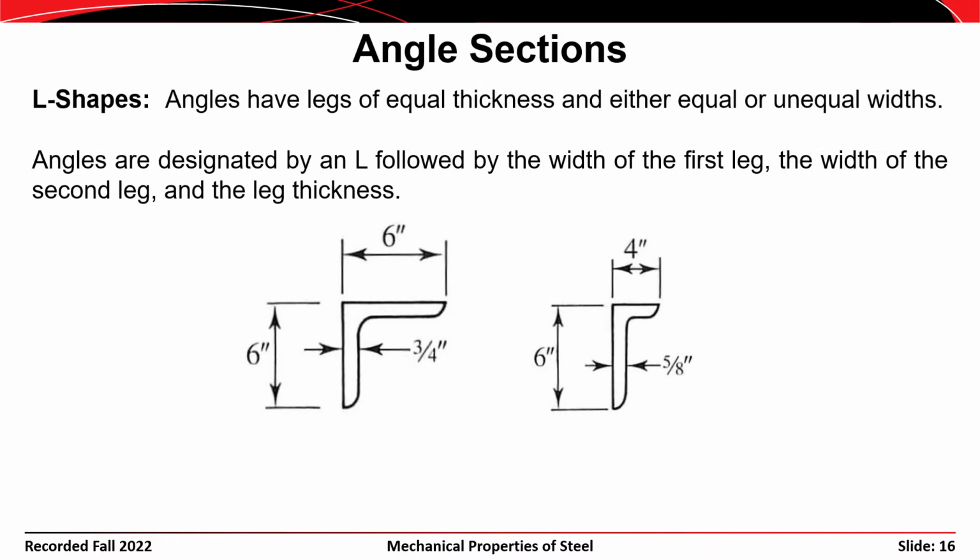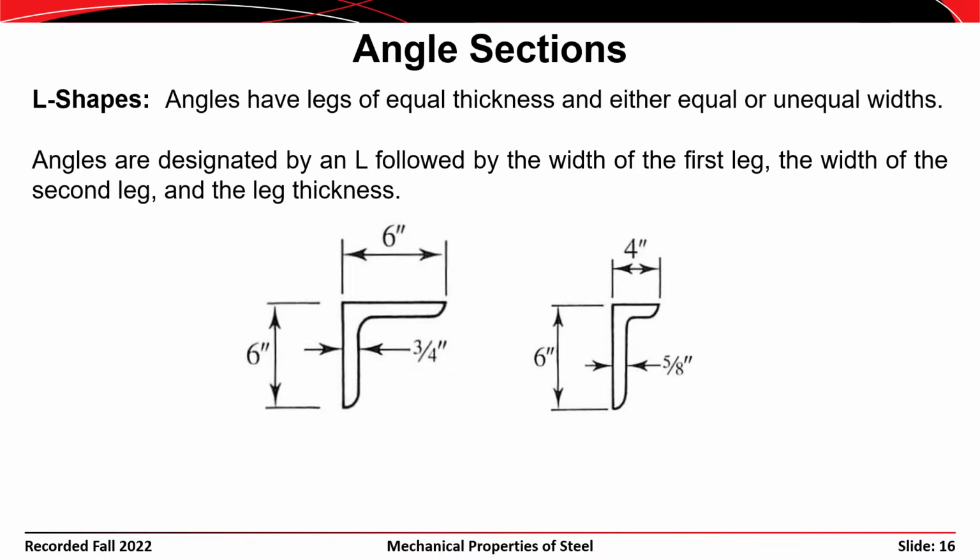Okay, angle sections are used quite often as well. Angles have legs that have the same thickness on both legs. You can't find a rolled angle in the AISC manual that has 2 different thicknesses for the 2 different legs. They can have the same leg width, or they can have different leg widths depending on the particular angle you're designing with. And the designation here is an L followed by 3 numbers. The first is the first.